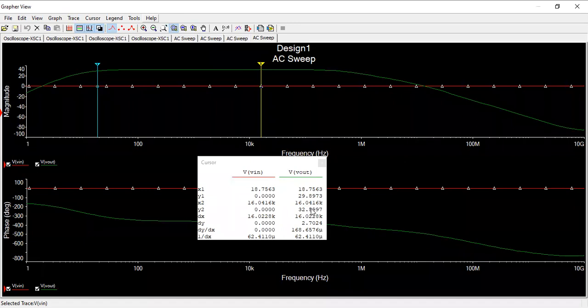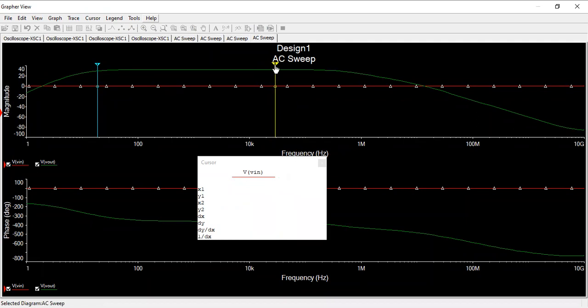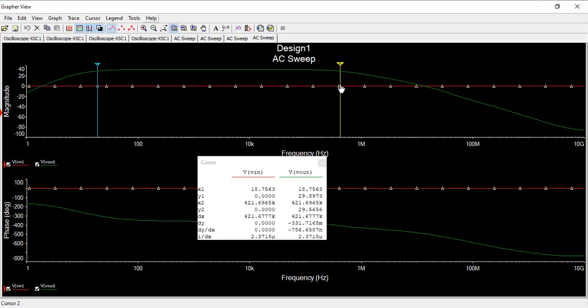You are getting 32.5. Okay, bandwidth, how to calculate normally? Maximum gain minus 3 dB. 32.5 is the maximum gain. Minus 3 dB if you do, what is the value you are going to get? 29.5. So now move your cursor where your Y1 and Y2 becomes 29.5. I am moving my Y2. So where it becomes 29.5, this is the value where I am getting 29.5.